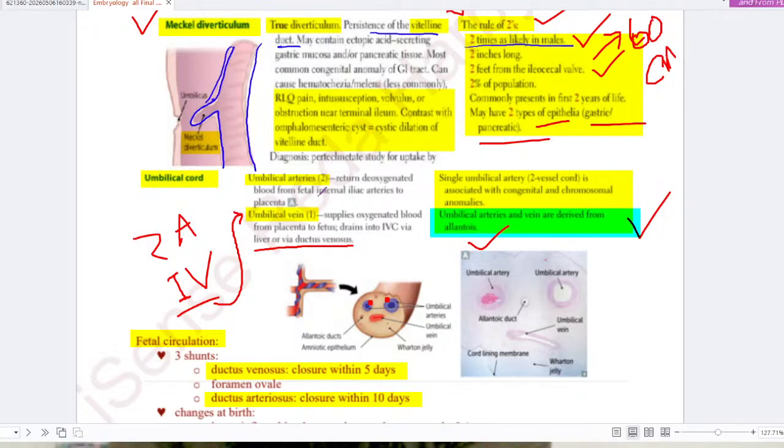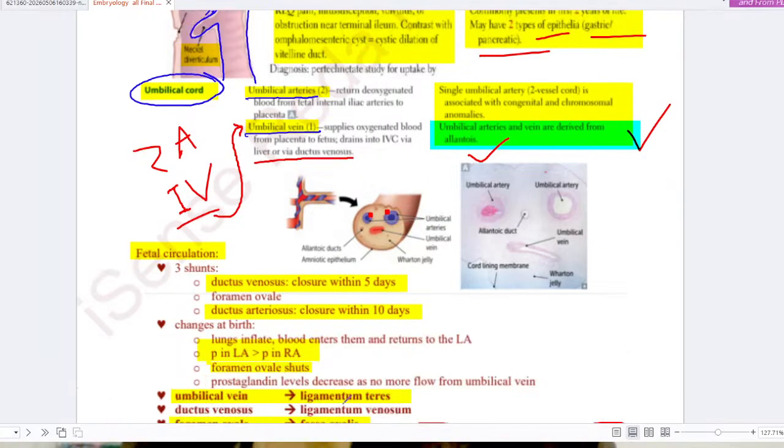In the umbilical cord, we have seen it before. How many arteries will be there? Two umbilical arteries. And how many veins? One umbilical vein. So during fetal life, our venous circulation is more, but normally in adults after birth, our arterial circulation is more. But in intrauterine life, venous circulation is more. You can see two umbilical arteries and one umbilical vein.